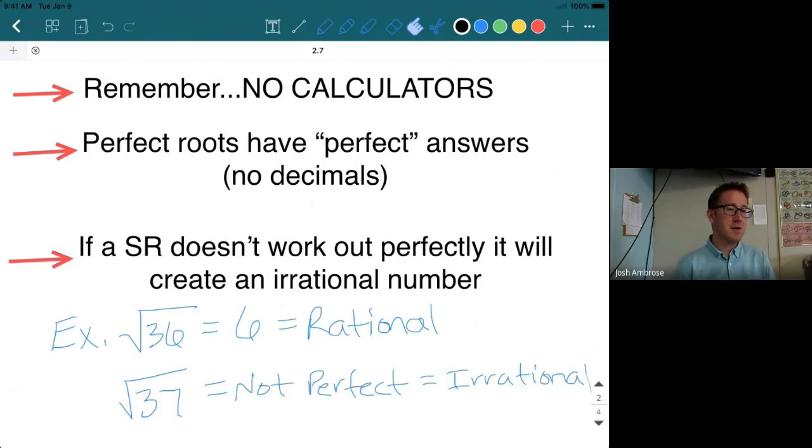Now, if a square root does not work out perfectly, what if I took the square root of 80? It's close to 81, but not good enough. The square root of 80 does not work out perfectly, so it will create an irrational number. Any square root that does not work out perfectly will create an irrational number. Don't forget that. Just a quick example: the square root of 36 is 6. That works out perfectly, so that creates a rational number. But the square root of 37 is not perfect, so it is an irrational number.